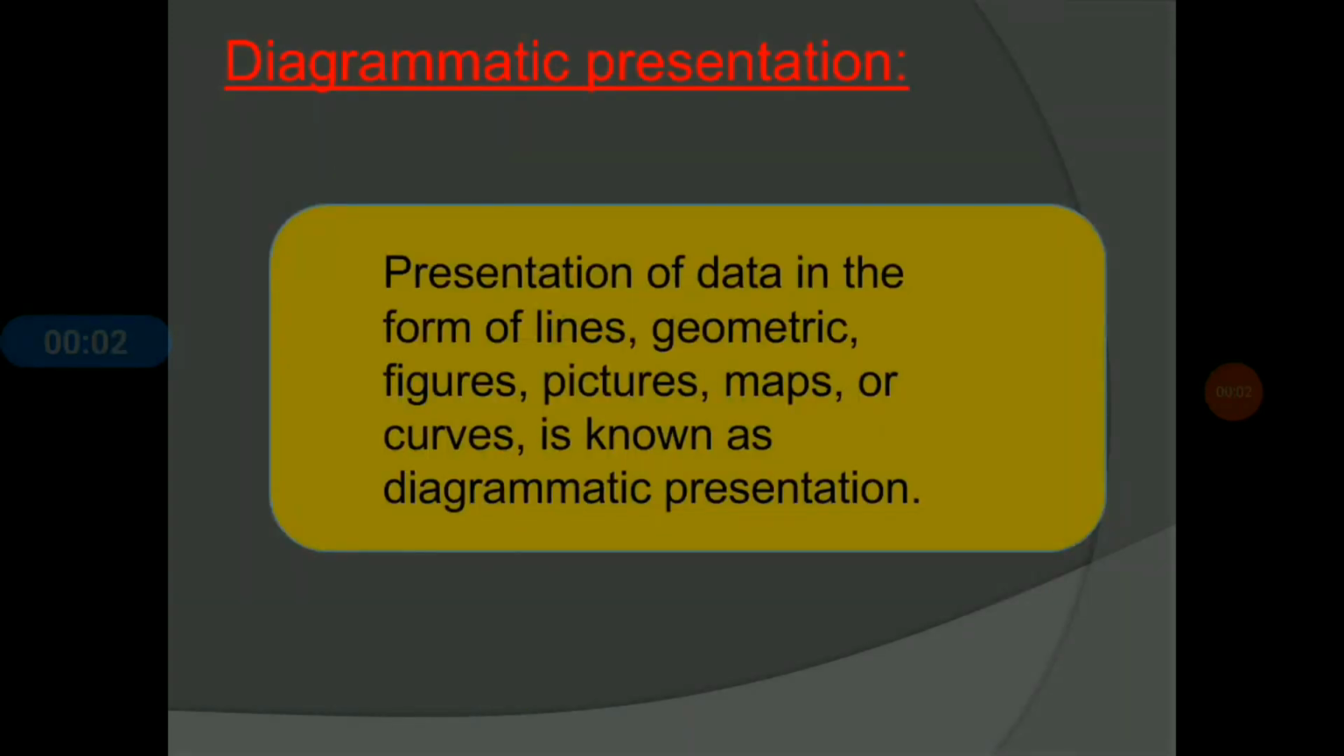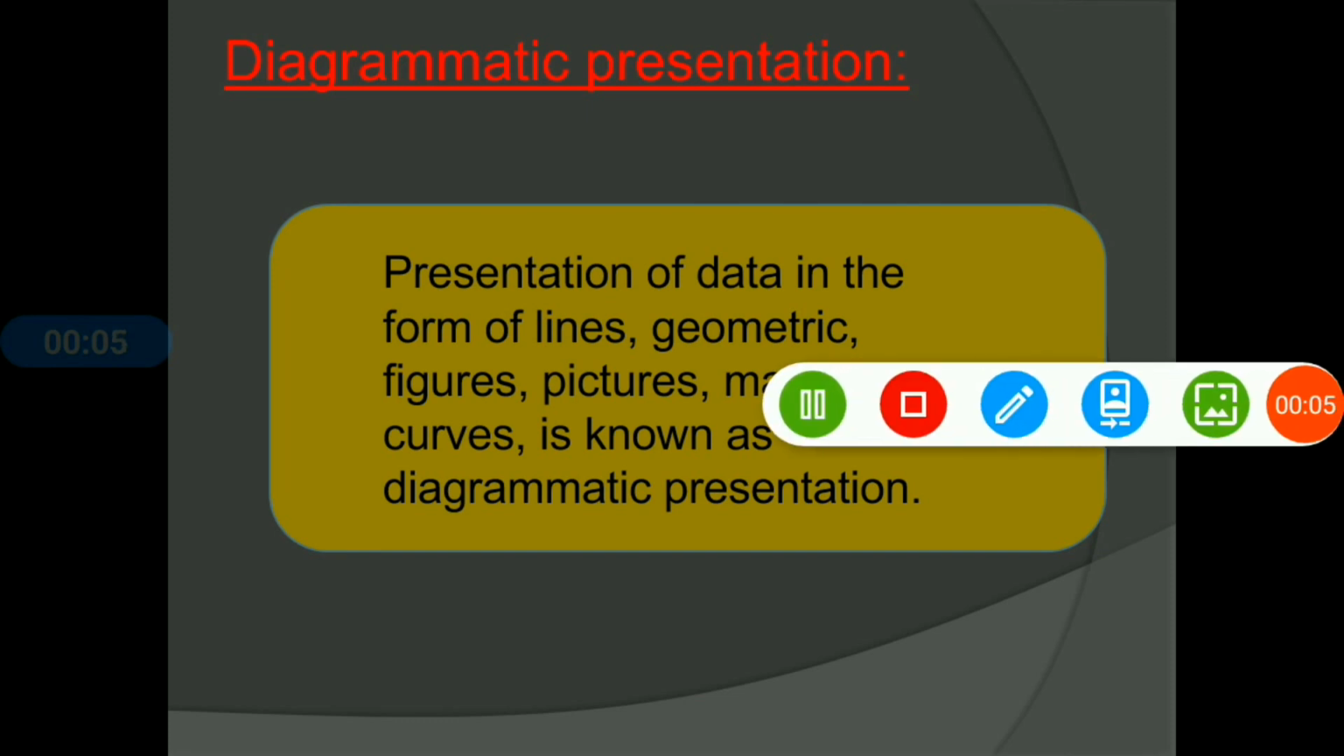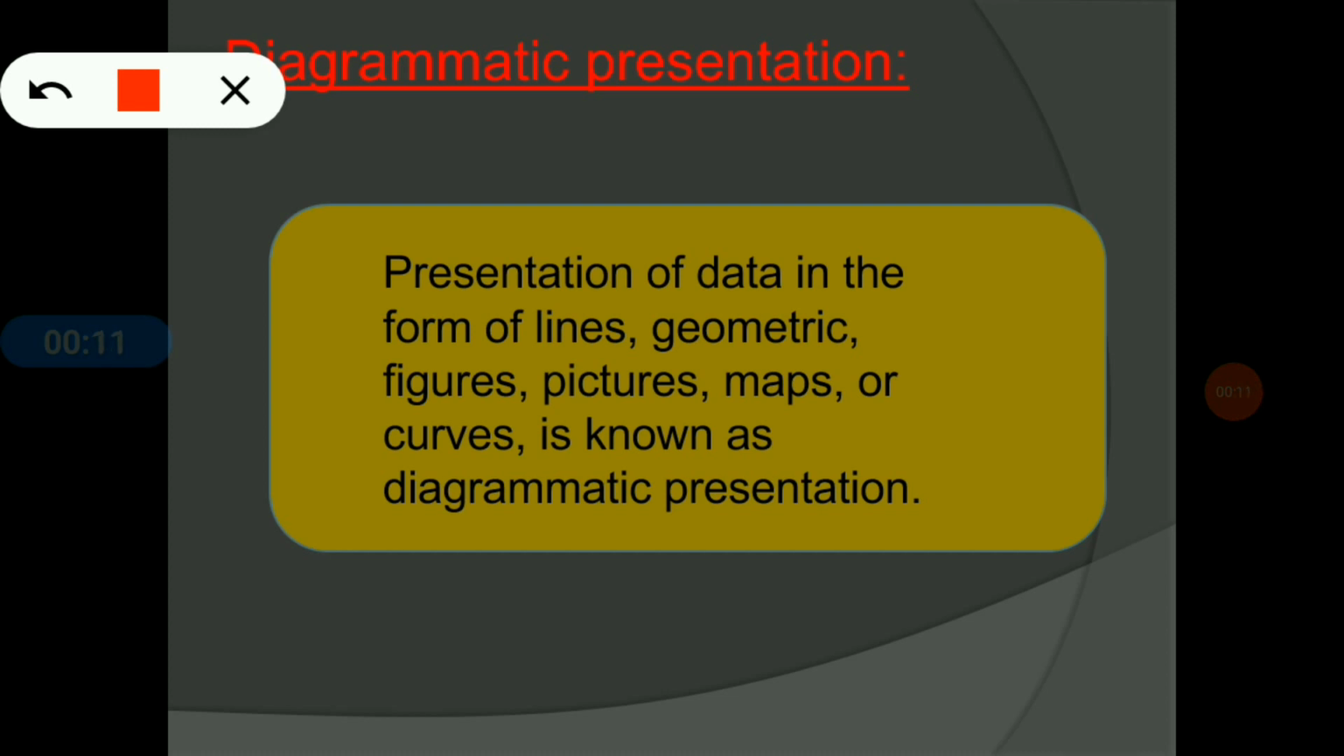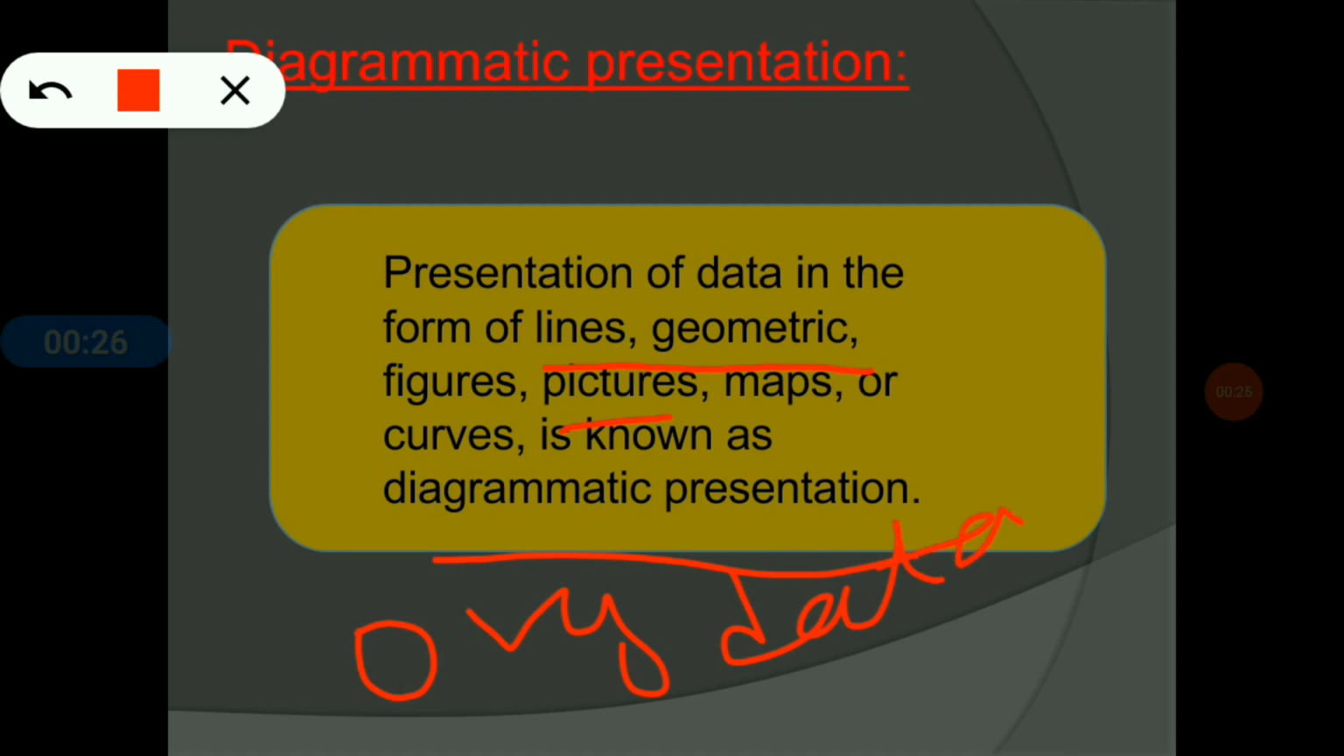So here we can see the definition of diagrammatic presentation. Learner, what do you mean by a diagrammatic presentation? Presentation of data in the form of lines, geometric figures, pictures, maps or curves is known as diagrammatic presentation. That means it refers to organized data in table and graph format. So logical or statistical conclusions can be derived from the collected measurements, and obviously it helps easy and better understanding for all. That's why we use diagrammatic representations.